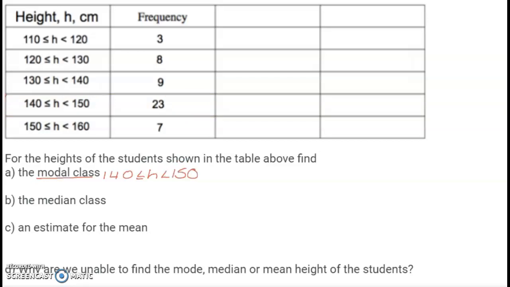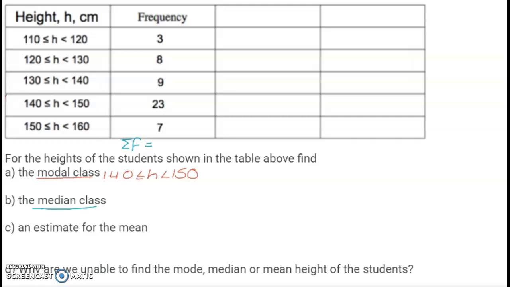In part B, we are asked to find the median class. This is the group or category which contains the middle value. To find the middle or median value, we first of all need to find its position. We do that by adding all of the frequencies together to find out how many students are represented on this table. This symbol is the Greek symbol sigma, and it stands for the sum of. So I am going to add all of the frequencies together to find the sum of the frequencies. In this case, the answer is 50.